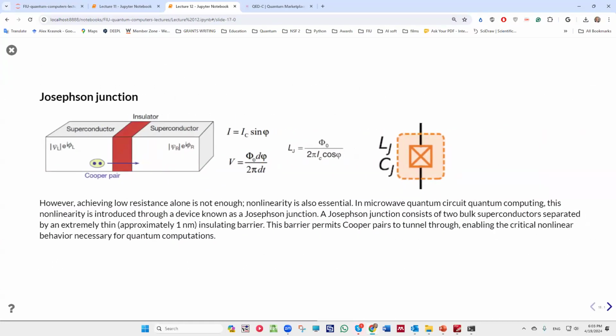And to do so, we use the effect which is called the Josephson junction effect. The Josephson junction is a junction of two superconductors. Okay, so long story short, superconductivity is because of the formation of so-called Cooper pairs.